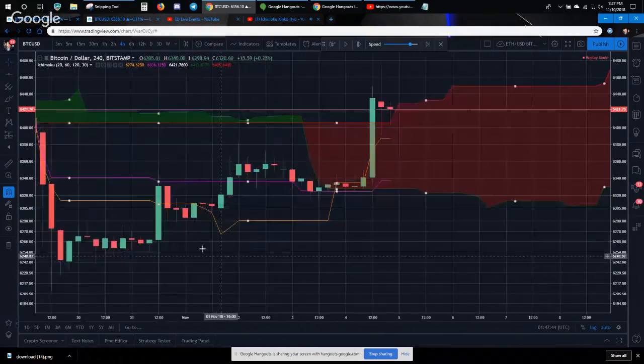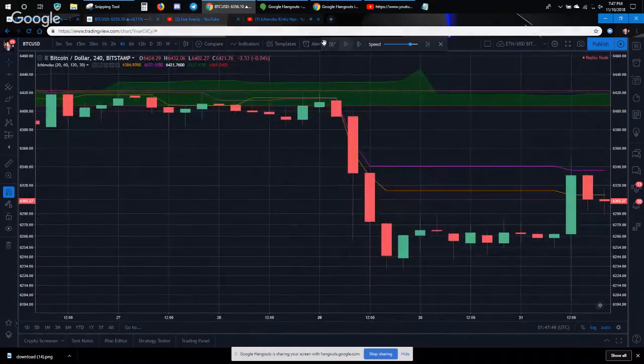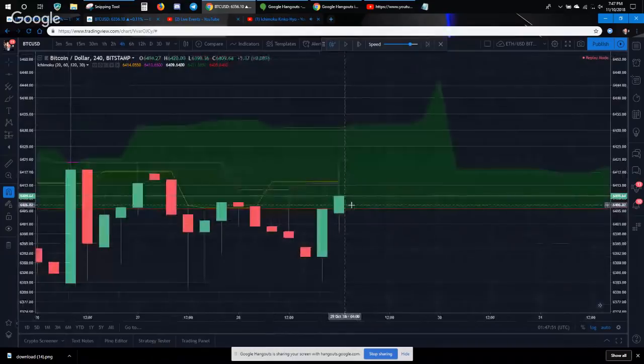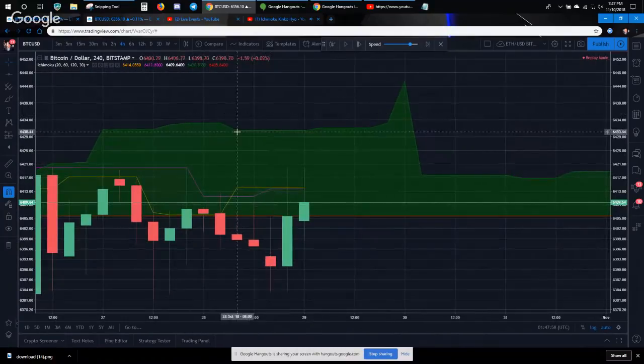And the same goes for bearish signals. Let's see if we can find a nice bearish TK cross here. It's a fairly bearish scenario. Let me get back on track.